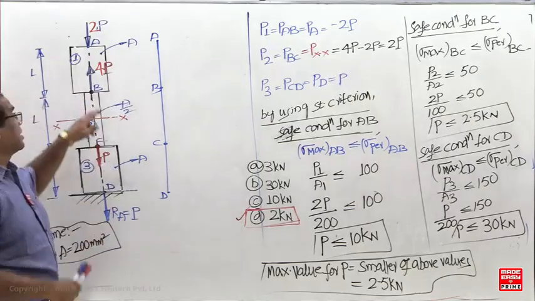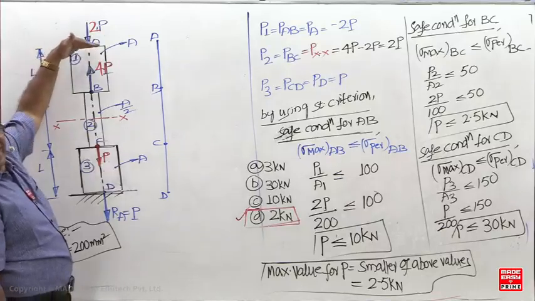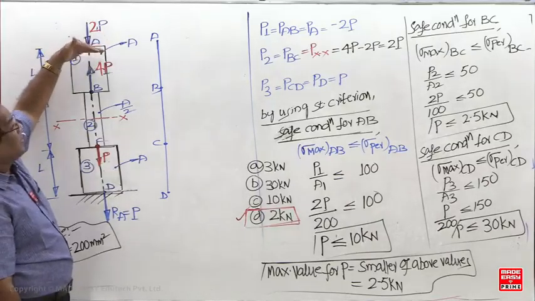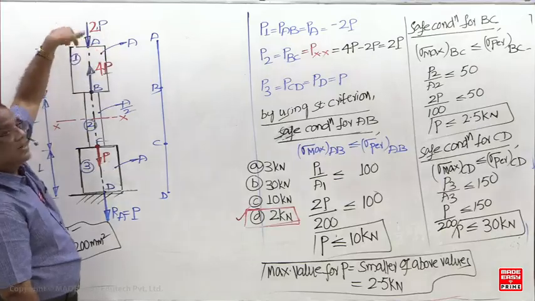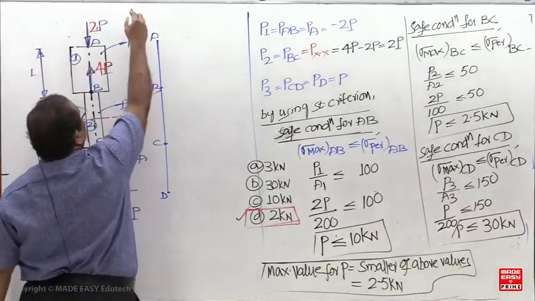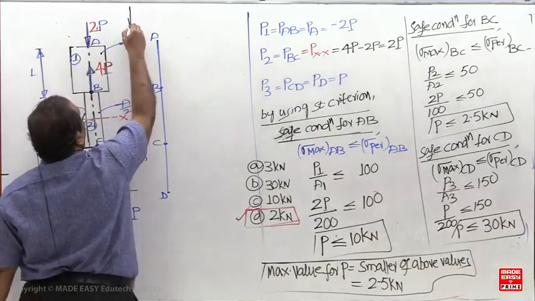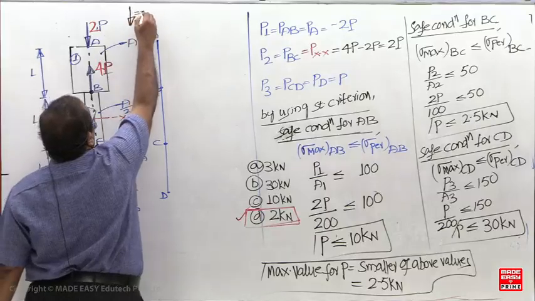Now I'm starting from the top. I'm starting from A. Starting from the top means you have to consider the loads above. Above, how many loads are there? 2P. Either compressive or tensile? Compressive. So what sign convention are you using now? Downward is negative.